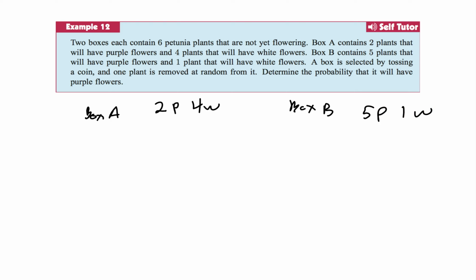A box is selected by tossing a coin, and 1 plant is removed at random. Determine the probability that it will have purple flowers. So we're just looking for the odds that it's going to be purple. So we start off, right, we're going to pick a box first. So here's us.